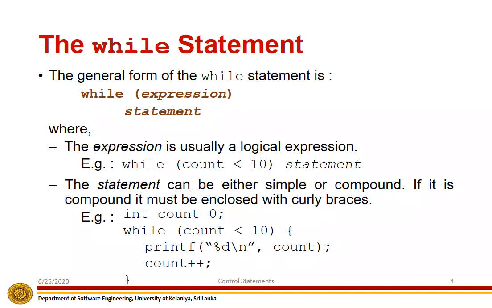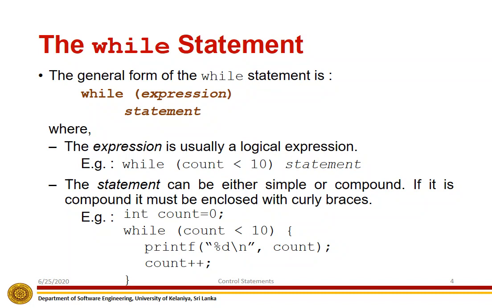First it will check the condition. Now count is 0, and 0 is less than 10. So the compound statement will be executed. Printf will print the 0, and count++, the increment operator: 0 plus 1 is 1. Now the count variable is 1. So again it will check the condition. 1 is less than 10. So again it prints 1, then count++, 1 plus 1 is 2.